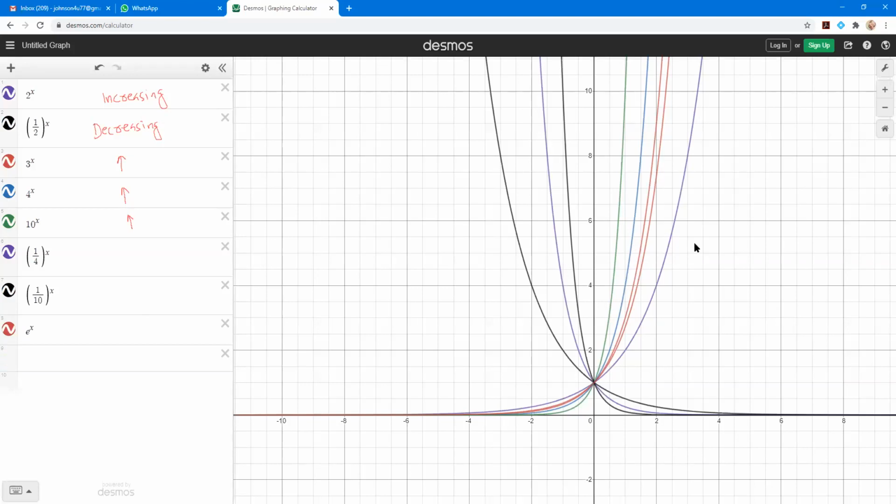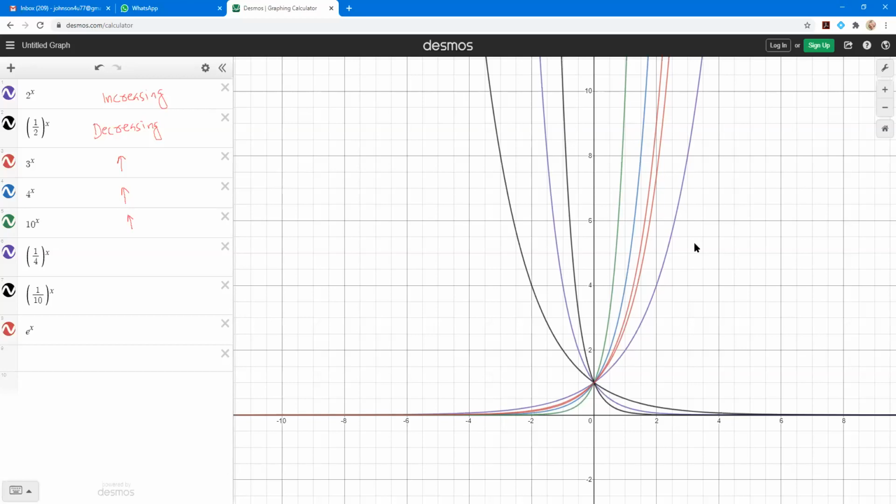Exponential function matlab any function of the form b to the power x, where b is the base, that is known as exponential function. The base can be any positive real number other than 1. And if b is greater than 1, like 2 to the power x, 3 to the power x, 4 to the power x, 10 to the power x, e to the power x, you can see that the function is increasing. When you are moving from left to right, the function will go up. When the base is between 0 and 1, that means 1 by 2, 1 by 4, 1 by 6, 1 by 10, like that, it is decreasing. That means when you are moving from left to right, the graph will come down.